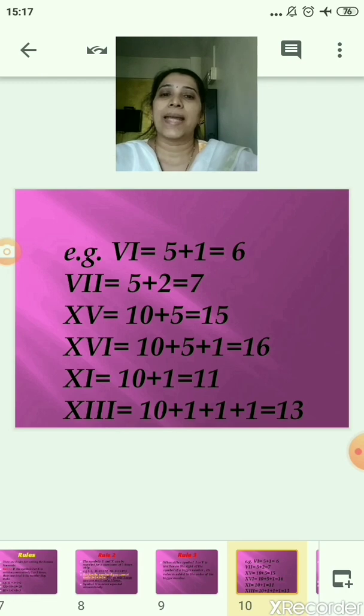Now 15. 10 plus 5 is equal to 15. You can see that the symbol V is written to the right of X. 16. So 10 plus 5 plus 1 is equal to 16. You can see again that the symbols V and I are written to the right of X. 11. 10 plus 1 is equal to 11. The symbol I is written to the right of X. 13. 10 plus 1 plus 1 plus 1 is equal to 13. So the symbol I is written to the right of X. I hope you have understood these rules.